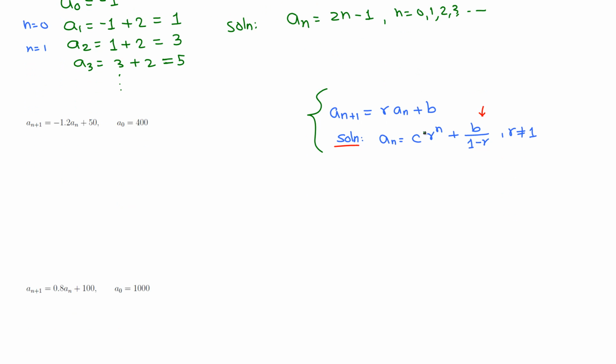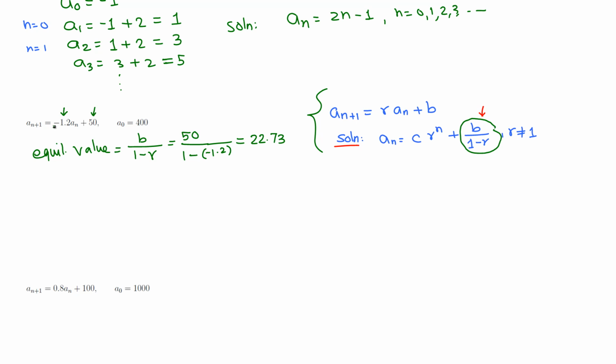Now it matches this form, and r is not equal to 1. So let's find the equilibrium value first, because it's b over 1 minus r. So the equilibrium value is b over 1 minus r, and b is 50 and r is -1.2. So that is 50 over 1 minus -1.2. That means 1 plus 1.2, 2.2. Divide 50 by 2.2, you get 22.73.